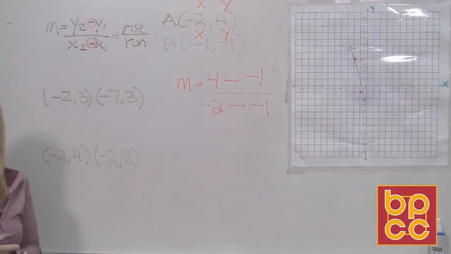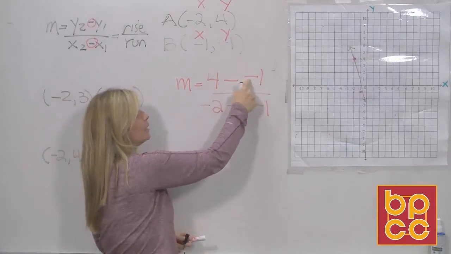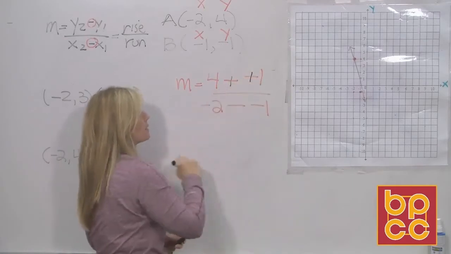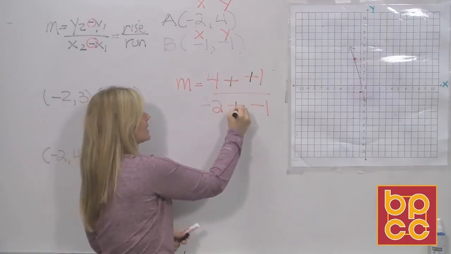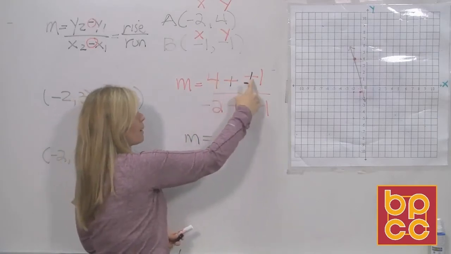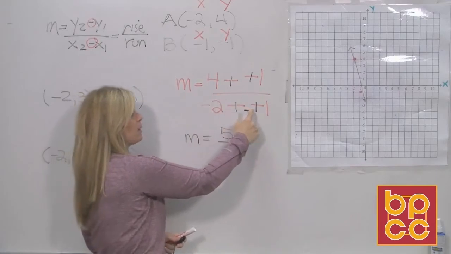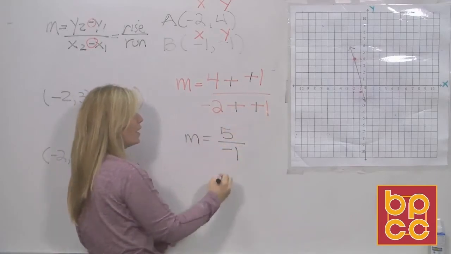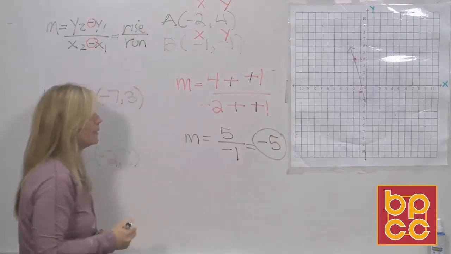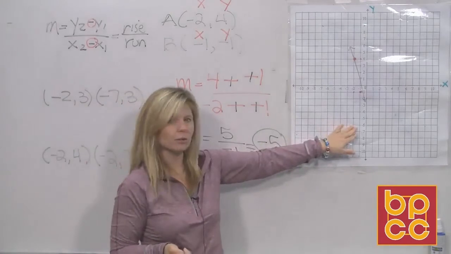It's a simple substitution. Now we know two negatives side by side multiply to make a positive. Subtract a negative means to add the opposite. And if you look, 4 plus +1 is 5. -2 plus +1 is -1. And if we reduce that, we divide it, we get -5.